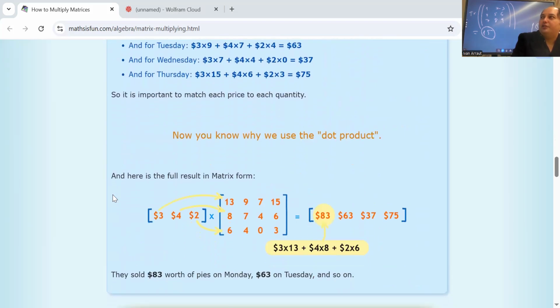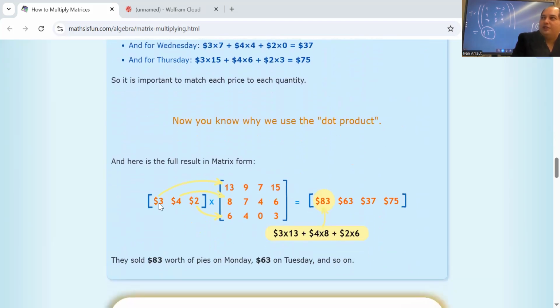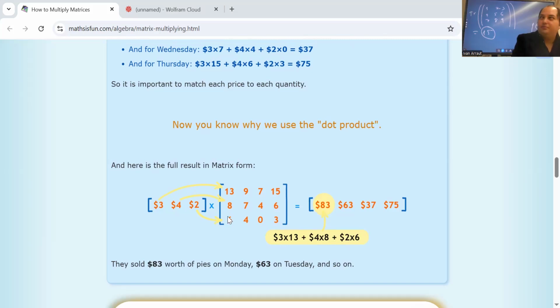In matrix notation, it's like this: $3 for the first product, $4 for the second, $2 for the third. And these are the sellings for the corresponding days for each product. Apple, I forgot the other, and blueberry. Let me see.